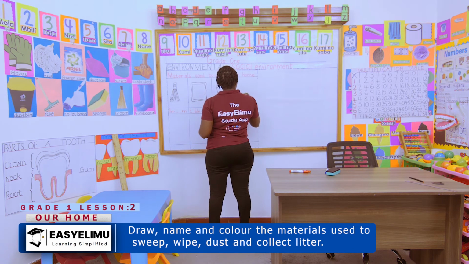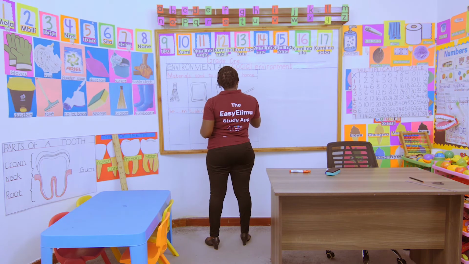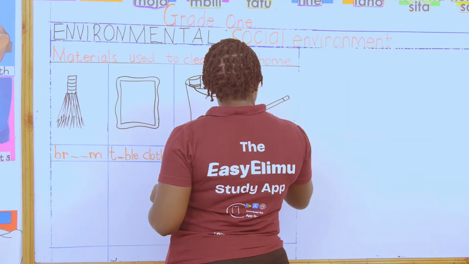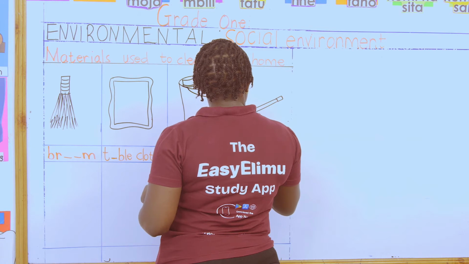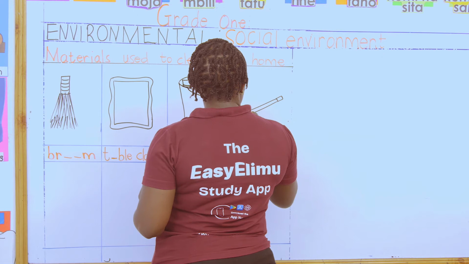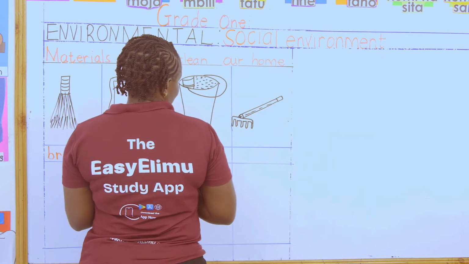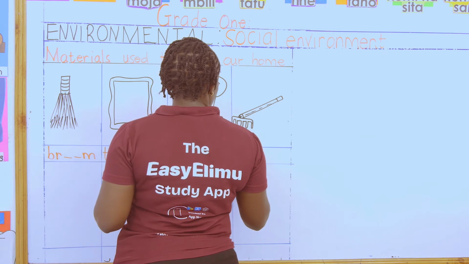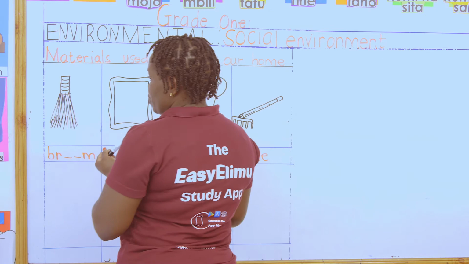Then I have collected my dry leaves outside the compound there. I need to put it on a wheelbarrow so that I can go and burn it, or I can go and dispose of it nicely. I will need a cleaning equipment called the rake. Want to see? Teacher, you know how to draw. Thank you.